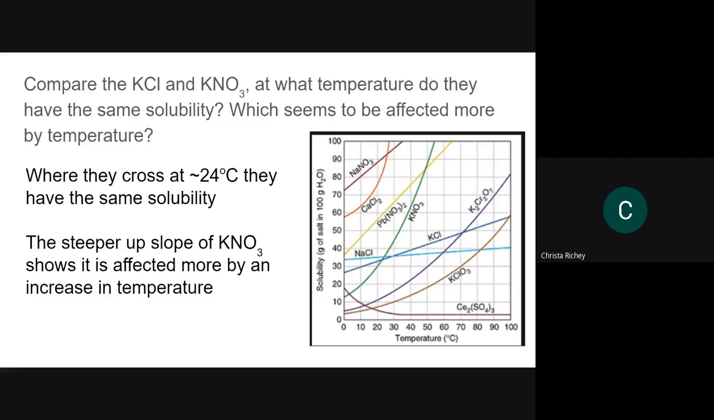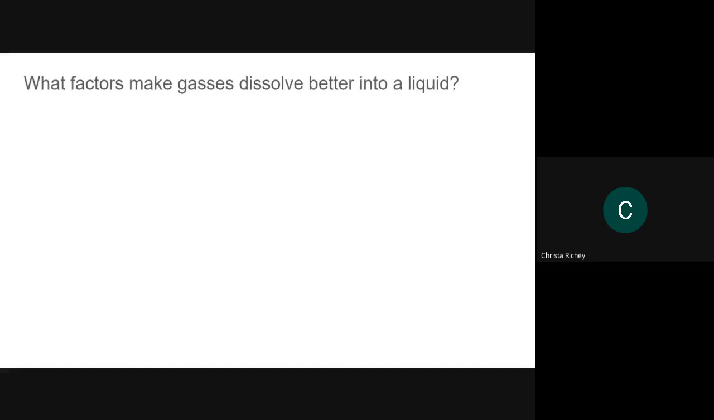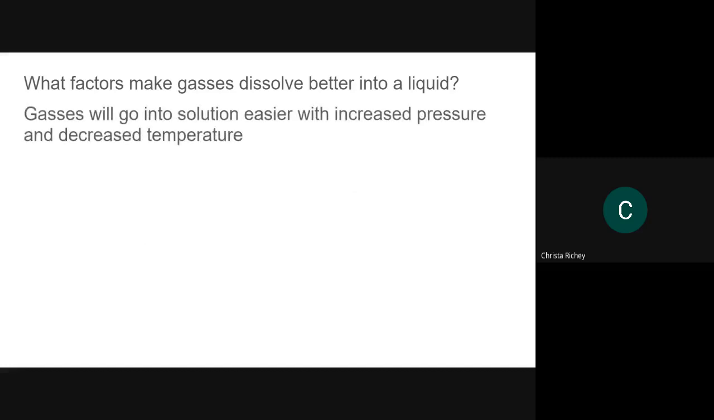Okay, I already mentioned this a couple times, which means it's on the test a couple different ways. What factors make gases dissolve better into a liquid? If you increase pressure, which like I said has nothing to do with solubility curves, or if you decrease temperature, you're going to be able to put more of the gas into the liquid solution. Increasing the temperature reduces solubility. Decreasing pressure reduces solubility.